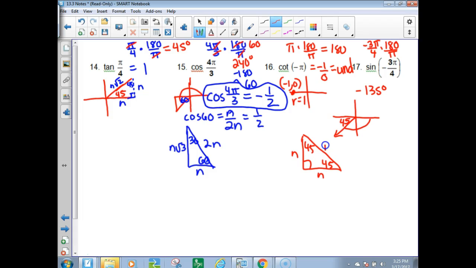n times the square root of 2. So if we're doing the sine of that, sine 45 is going to be n over n root 2. We're going to simplify that. That'd be 1 over the square root of 2. We rationalize that by multiplying top and bottom by the square root of 2. We get the square root of 2 over 2. Now, All Students Take Calculus, sine is negative here, so this answer actually should be negative.